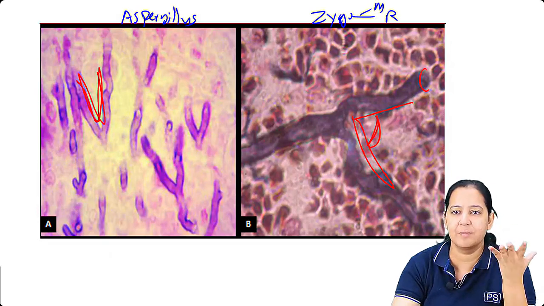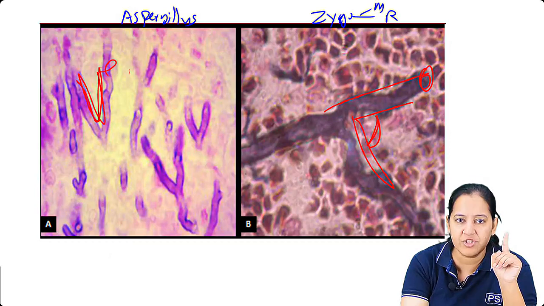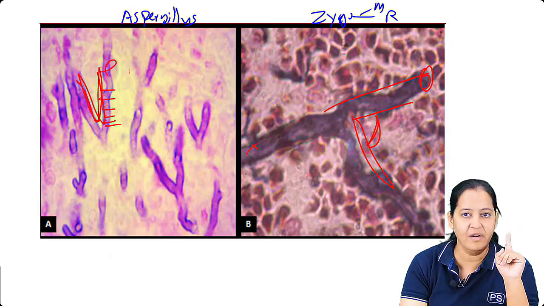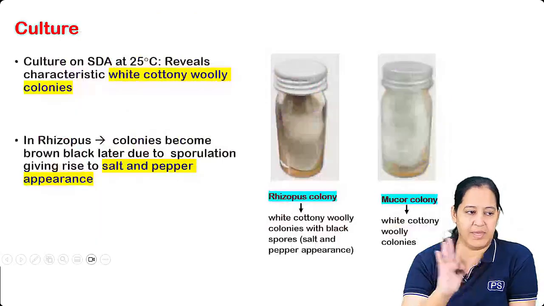You can see this one is broad. You can see these are narrow. ठीक है? You can see यहाँ पे septa बहुत अच्छे तो नहीं दिख रहे, but this one is septate. But clearly this one is non-septate. Okay, जी. So can we go ahead? So you can see the differences.